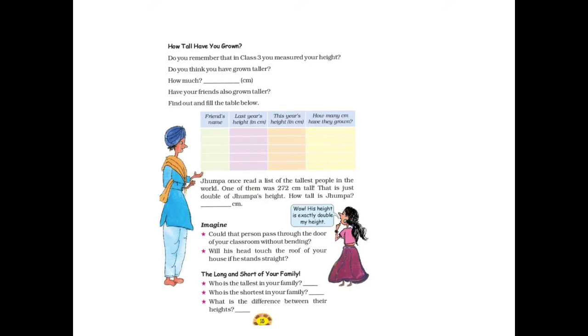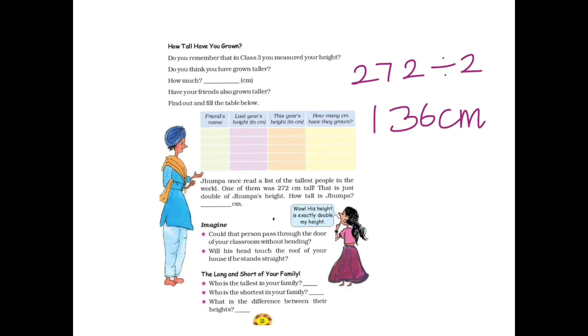Here is the next one. Jhampa once read a list of tallest people in the world. One of them was 272 centimeter tall. That is just double of Jhampa's height. How tall is Jhampa? How to find? If you find half of 272 centimeter, you will get the answer, because this tall person is double the height of Jhampa. So if you divide 272 by 2, you will get the answer. So 136 centimeter is the height of Jhampa.